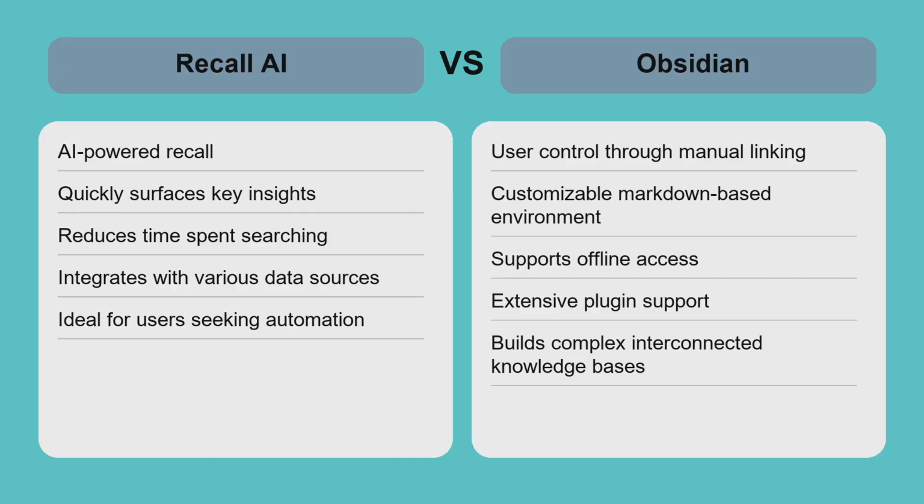The trade-off is between automation and control. Recall AI reduces manual effort but depends on AI accuracy, while Obsidian demands more user involvement but offers greater flexibility. For example, a researcher who prefers automated summaries might choose Recall AI, whereas a writer building a complex reference library may favor Obsidian's manual linking.